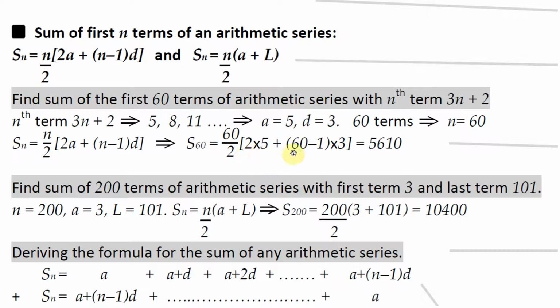So 2 times 5 plus 60 minus 1 times 3, times 60 over 2, which is basically 30. So the sum of the first 60 numbers, i.e. from the first number, plus the second number, plus the third number, all the way to the 60th number inclusive, the answer to that is equal to 5,610.